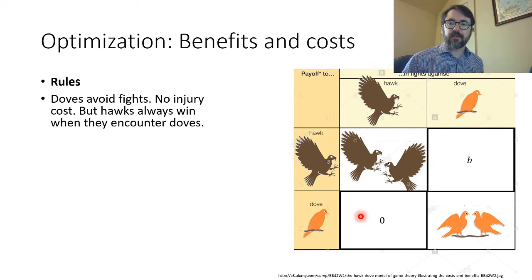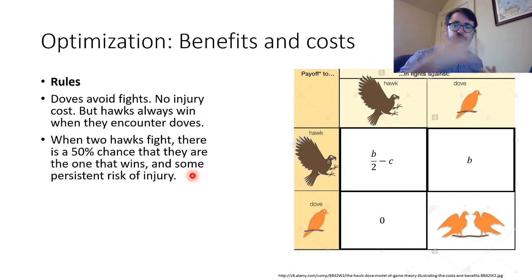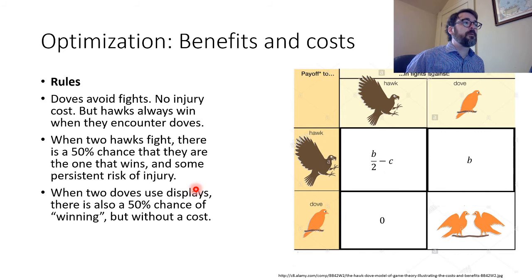Cool. If two hawks fight, we imagine across an enormous population that the odds are 50-50 for any average individual, but they all have a personal cost of injury, right? So taking an average across the population, it's going to be half the benefits: you win half your fights, you lose half your fights, and you pay the cost of potentially getting injured. When two doves display, there's a chance that I might have a better song, or however red-winged blackbirds work out their differences. So it's still 50-50 whether or not I'll win the interaction, but I get to do this without a cost.